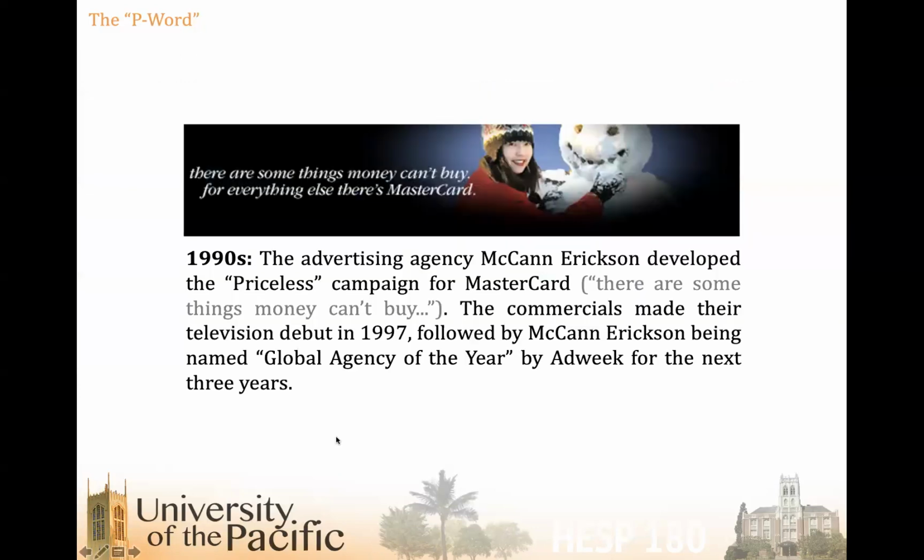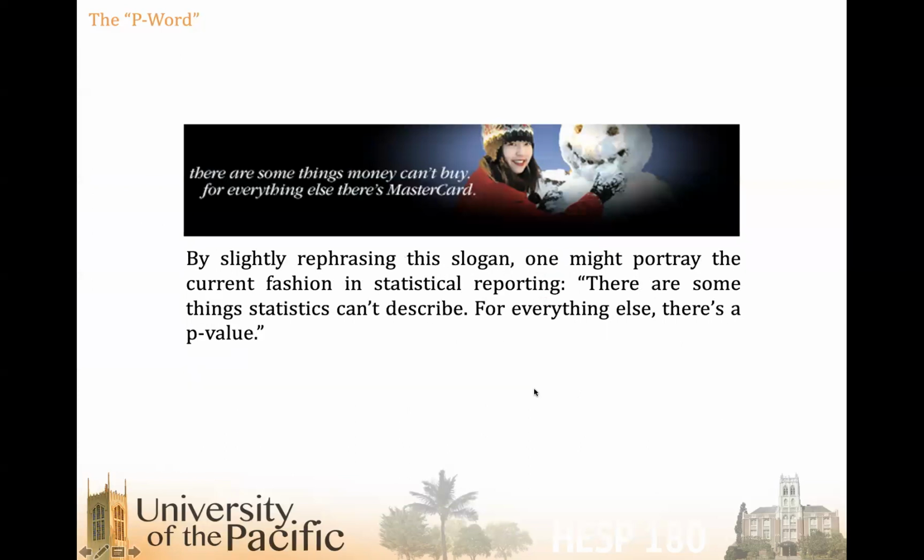Now, it's a wonderful slogan. McCann Erickson, this advertising agency, they're like agency of the year. They sort of took over the world on these things. And if you just barely rephrase that, the McCann Erickson MasterCard slogan, for everything else there's MasterCard, you can do it with a p-value, where it's like there are some things statistics can't describe. Very few, right? Very few things statistics can't describe, but there are some qualitative domains. There are some philosophical and hypothetical things. For everything else, there's a p-value.